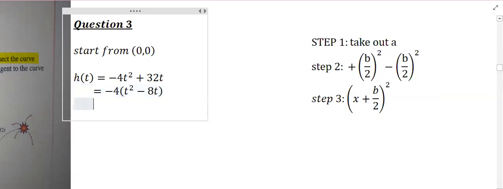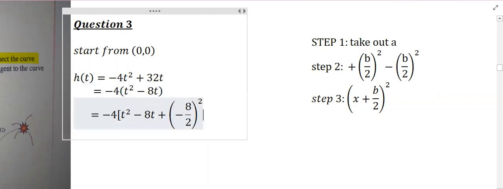Then don't forget step 2. -4 masih dekat luar. Step 2, I need to plus B over 2 square minus B over 2 square. T square minus 8T. The B now is -8. You see the new B, not the old B. So I plus -8 per 2 square minus -8 per 2 square. Include the negative, bukan nombor saja.